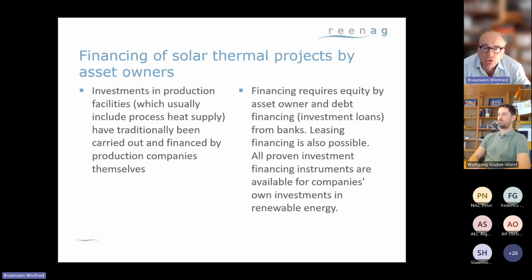primarily by investment loans, but leasing financing is also possible. I think in this case, all proven investment financing instruments are available for companies' own investments in renewable energy. And I also think that most corporate departments in banks should be able to follow the logic of such calculations and therefore provide the necessary financing.